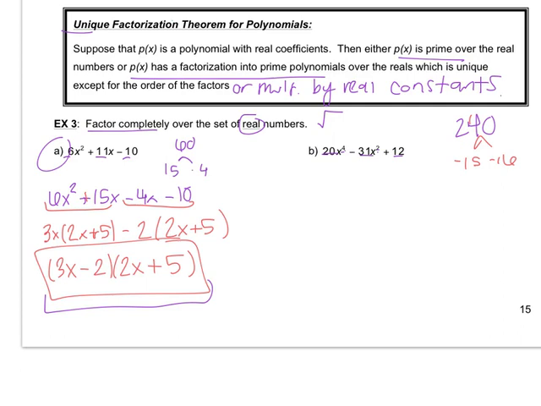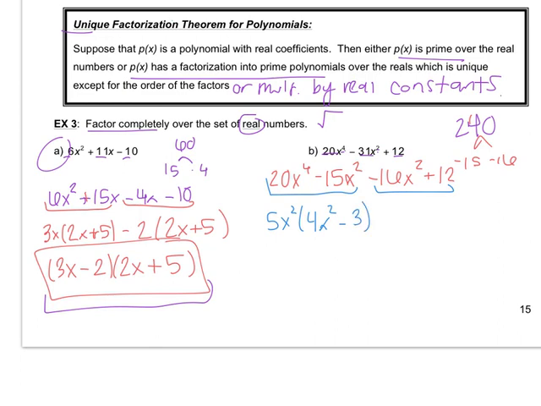So that means we can break this down into 20x to the fourth minus 15x squared minus 16x squared plus 12. From here we will factor by grouping. So we've got this group and this group. Out of my first group I can factor out 5x squared. That leaves me with 4x squared minus 3.